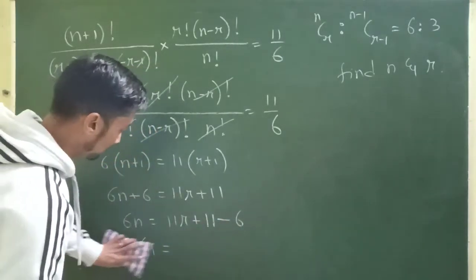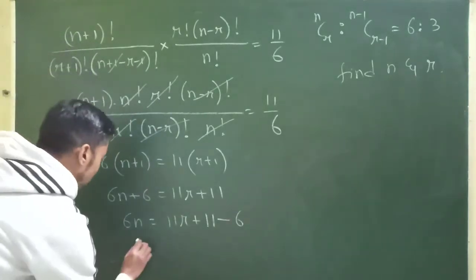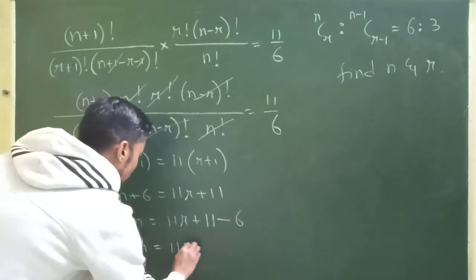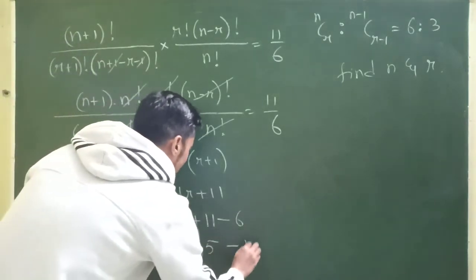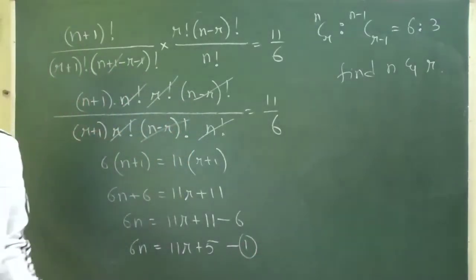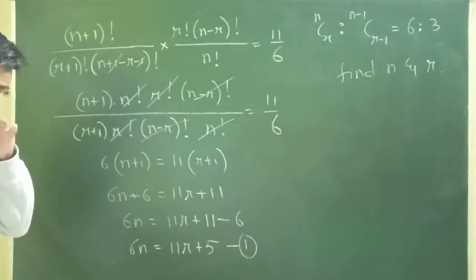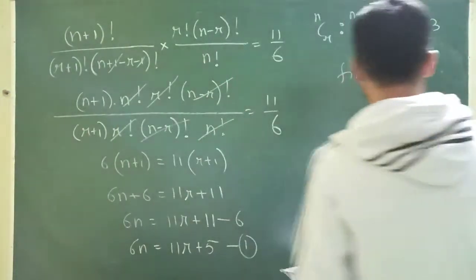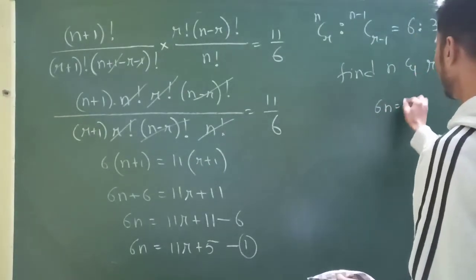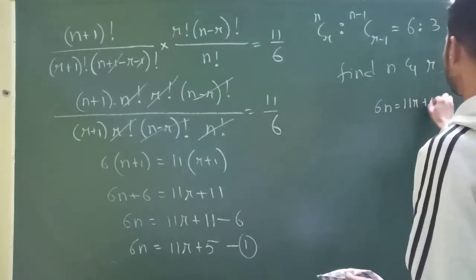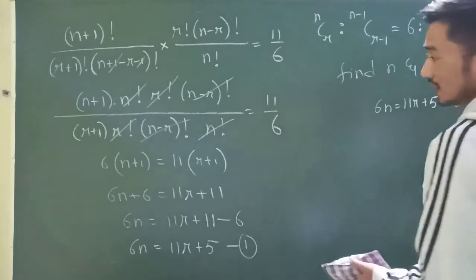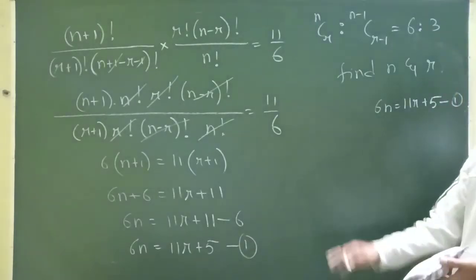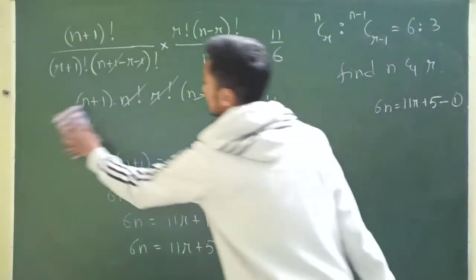6n is equal to 11r plus 5. Let it be as it is. We will see how to use this equation later on. That is 11r plus 5. Alright, let's keep this somewhere so that I don't have to come back. 6n is 11r plus 5. Okay, that was equation 1. Are you done? You can pause the video there. After that, I'm going to wrap up.